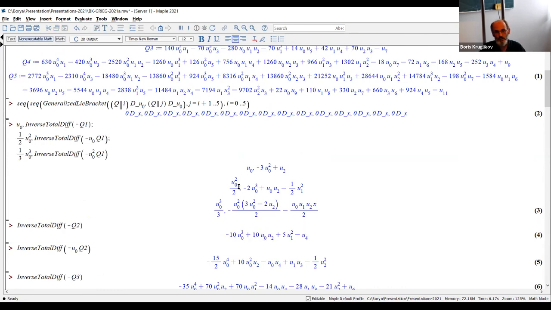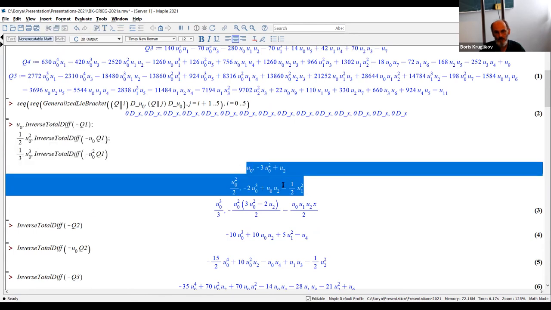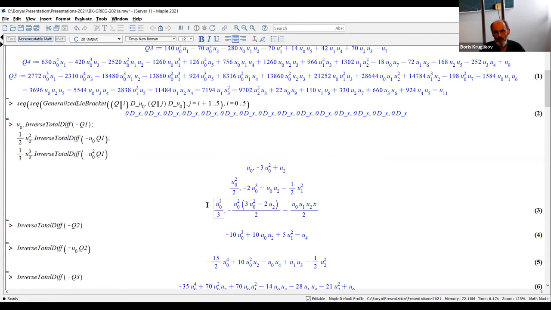Interesting is the following. These first two are mass and momentum, but this one is not. So you see what I'm doing here: I take Q1, Q1 times U0, Q1 times U0 squared, and I can continue. Every time it's a local expression, but you know that something happened here. X, the independent variable, enters into the flux. So that's also something interesting. Previously I wrote H and F depend only on jet variables, no independent variables.